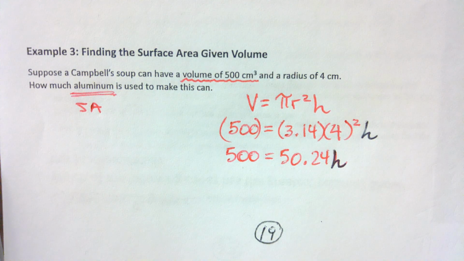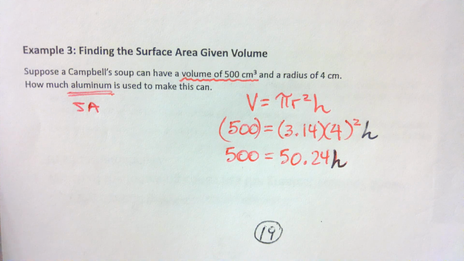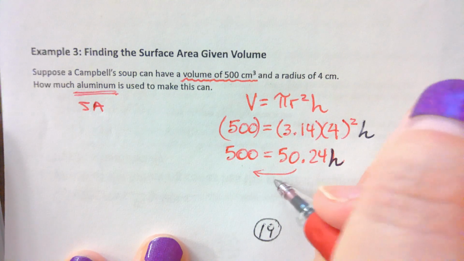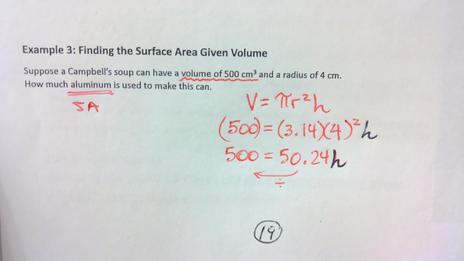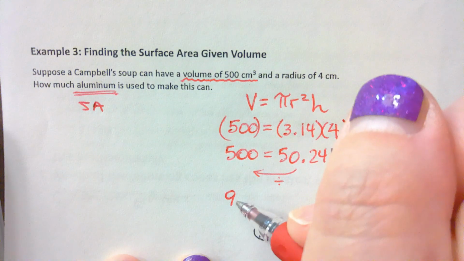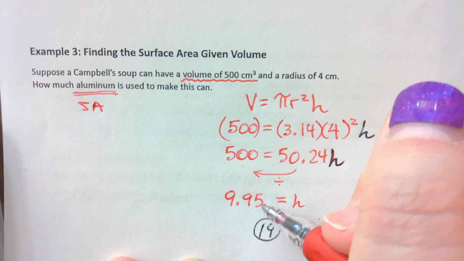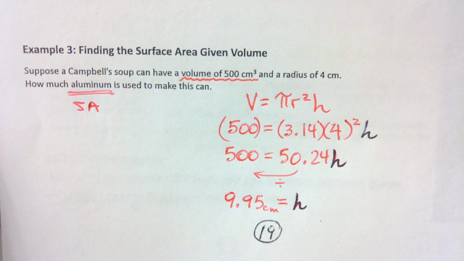Okay, so how do I solve for h now? After 3 months of algebra, you need to know this by now. You just simply divide. Okay, so h is 9.95. What's my unit? Centimeter, right? Because it's just a length. So h is 9.95. How is that going to help us with surface area?